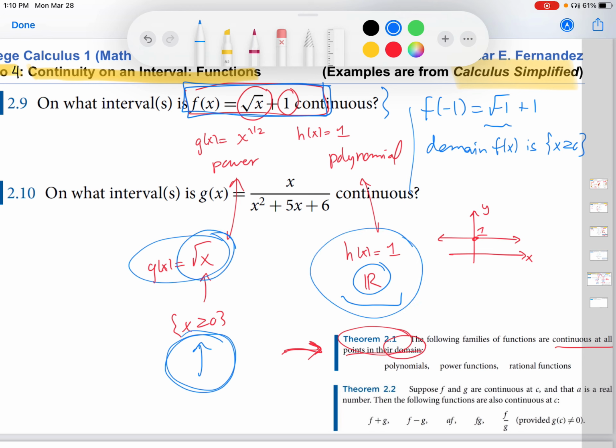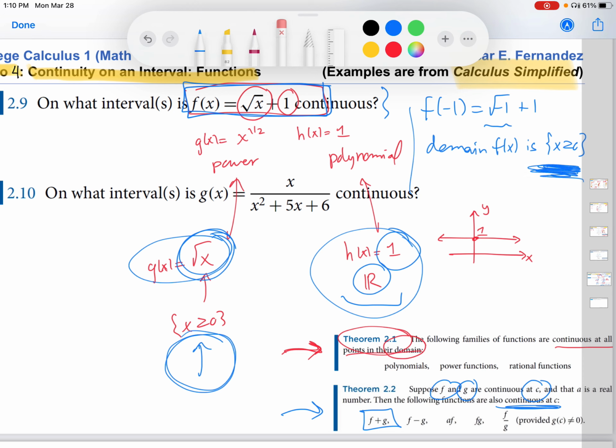And also, it is part of the set where h of x equals 1 is continuous. So therefore, my theorem 2.2 kicks in. Because f and g, in this case, square root of x and 1, are both continuous at every point in this domain, then the sum is also continuous at every point in this domain.